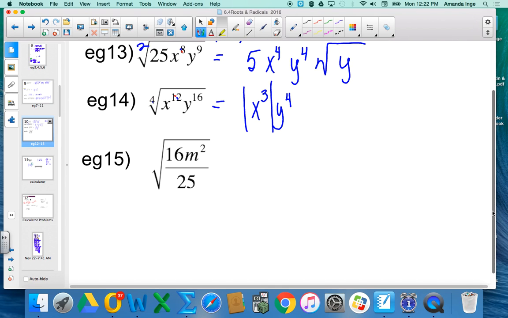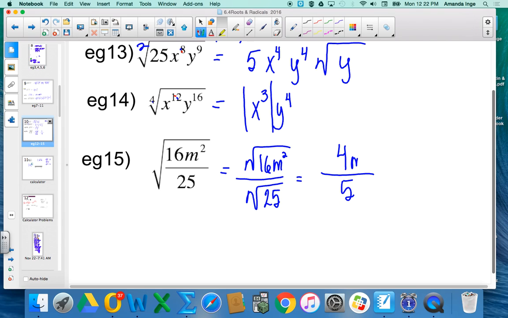On the next problem, we'll talk more about division in a day or two. But I'm going to rewrite this. I think it might make the problem easier. I know that the square root of 25 is 5. I know the square root of 16 is 4. I divide the index into the exponent, I get 1. But once again, it is even, odd. I need absolute values around it.